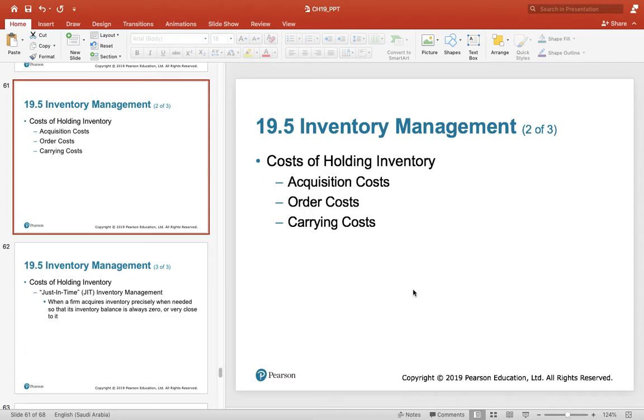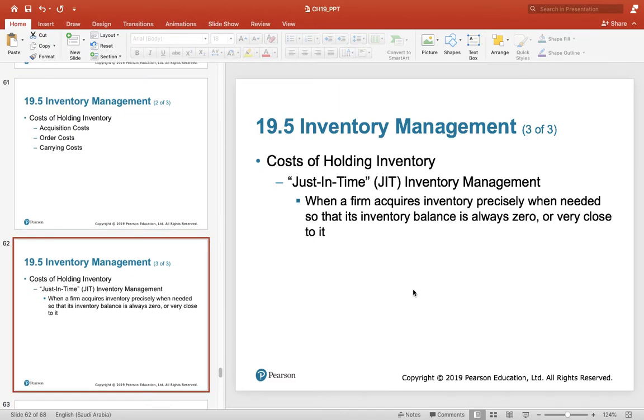Not more than that, not less than that. There are many different techniques we discussed in many different chapters. Here we are not discussing all the techniques of holding the inventory, like we have economic ordering quantity, we have just in time, we have Kaizen, many more methods are there. Here we are discussing the just-in-time method. In just-in-time inventory management, you buy the product when the inventory becomes zero.